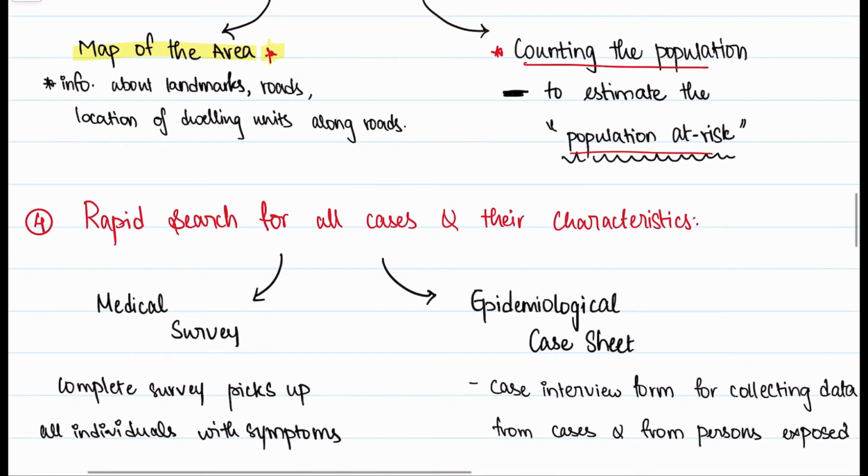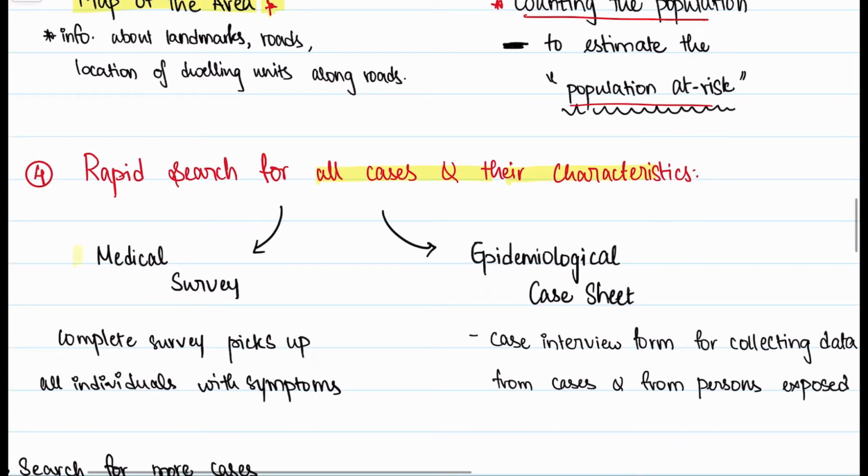Then rapid search for all cases. After defining the population at risk, we search for all the cases and their characteristics. All the symptomatic patients, all the cases are searched through a medical survey. So how is this medical survey done? A complete survey picks up all the individuals with symptoms. This is done by the health workers, the frontline workers, the male health workers, the female health workers. They go on searching for symptomatic patients with the help of an epidemiological case sheet.